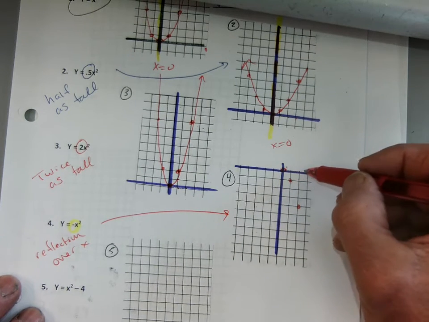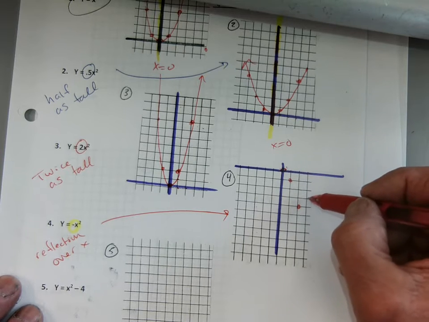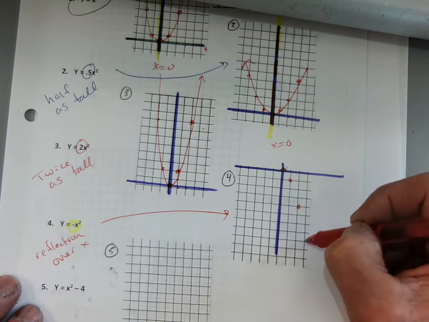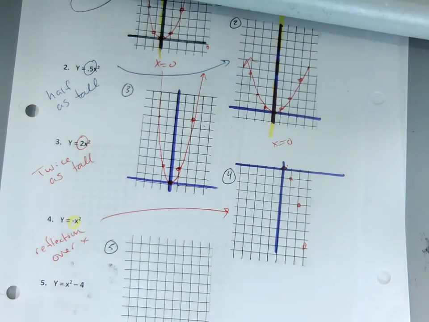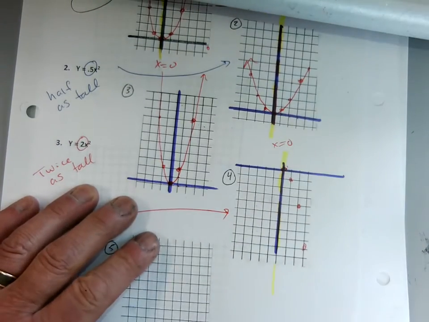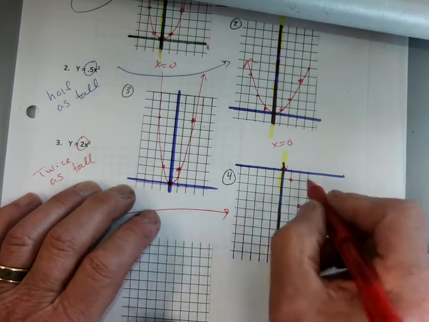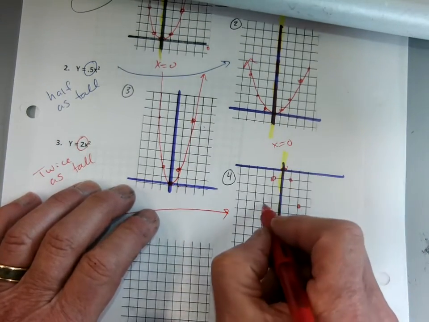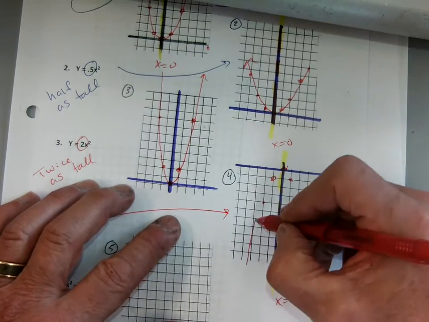3 squared is 9, but it's upside down: 1, 2, 3, 4, 5, 6, 7, 8, 9. I have a line of symmetry. I put my line of symmetry in at x equals 0, and then I can fold my points over the line of symmetry. And I get it. Not too bad.